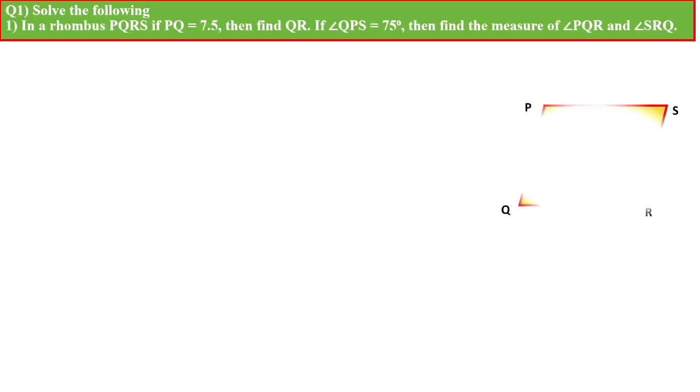Now the second question is given. Solve the following. The first one. In a rhombus PQRS, if PQ is given as 7.5 cm, then find QR. If angle QPS is given as 75 degrees, find the measure of PQR. PQR is given as three letters, means we have to find angle Q. The second one, we have to find SRQ, means we have to find angle R.